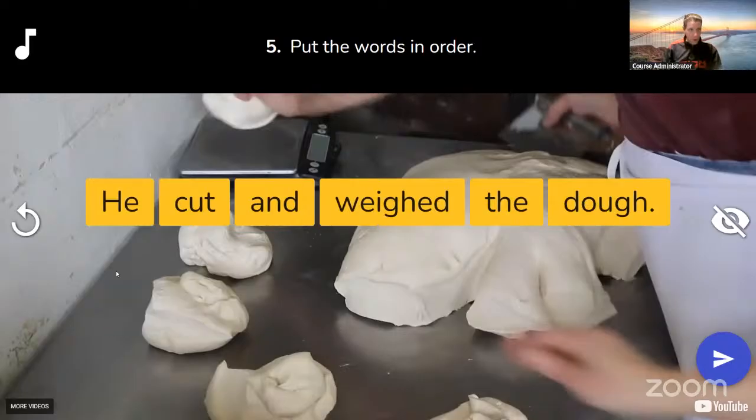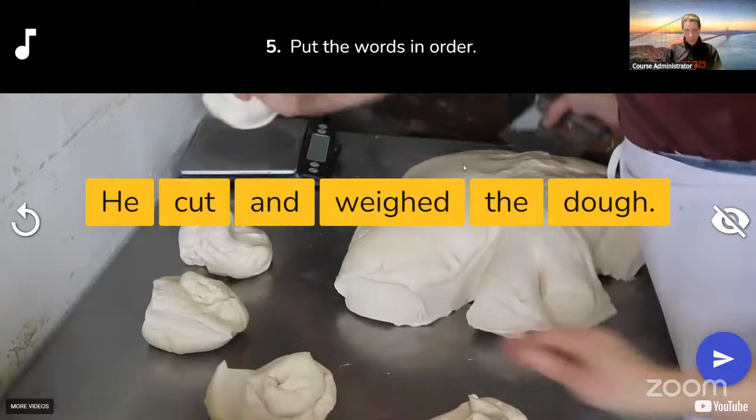So this sentence is the active voice. It's a simple sentence. You start with the subject he, and then use the present simple form of cut and weighed. Actually, this is in the past because he did this in the past. So he cut and weighed the dough. I suppose we could also say he cuts and weighs the dough.